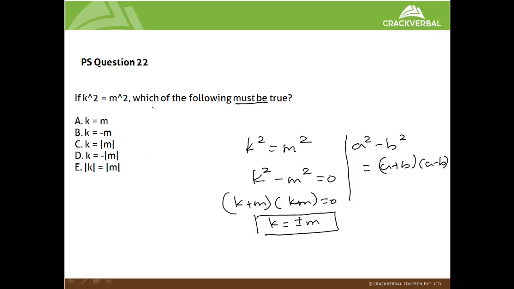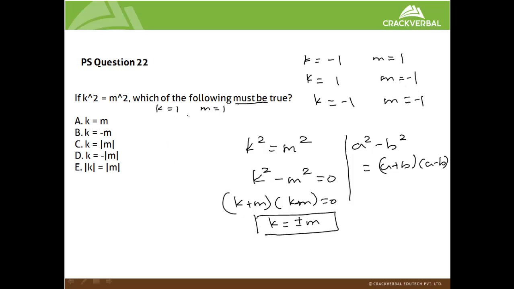We can plug in some k value. Say if we plug k as 1, we can also plug m as 1. We have multiple options. We can pick k as minus 1 and m as 1, or k as 1 and m as minus 1, or k as minus 1 as well as m as minus 1. So we have these 4 different options.